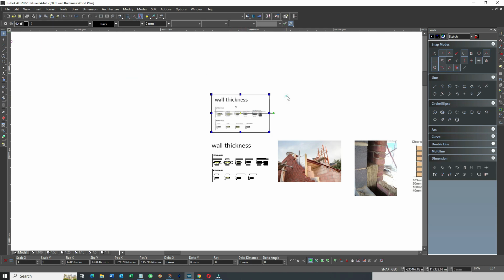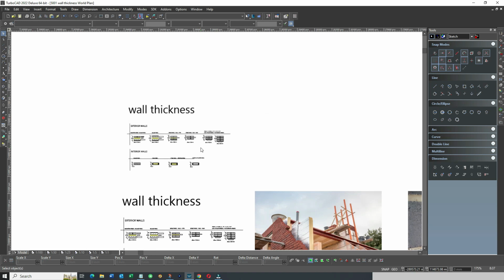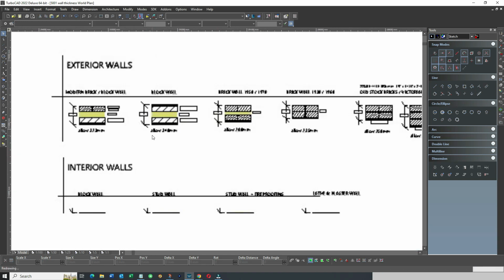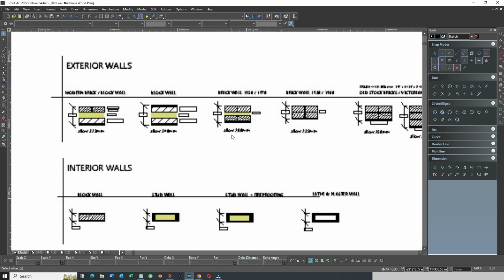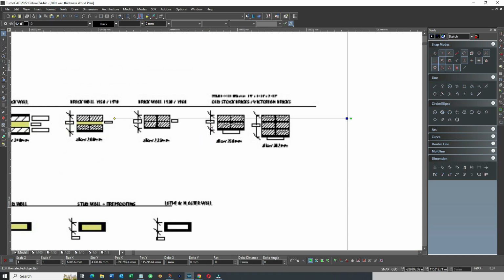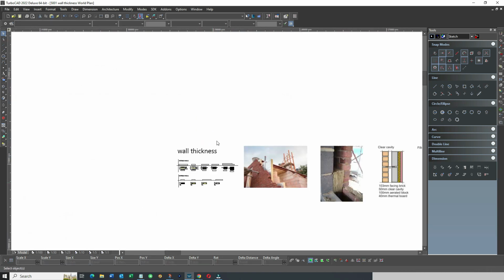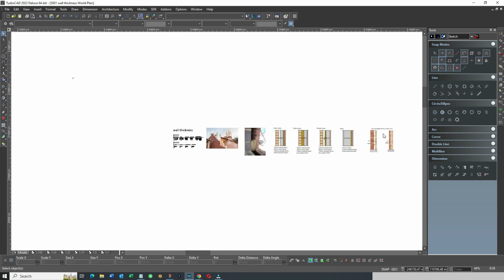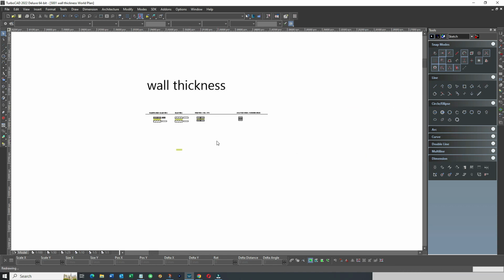So basically if you bring that into your drawings, you've got it there in front of you. Maybe you want to do it at a better resolution than what I've just done, but that's the idea behind it. So bring it in and get on with it.